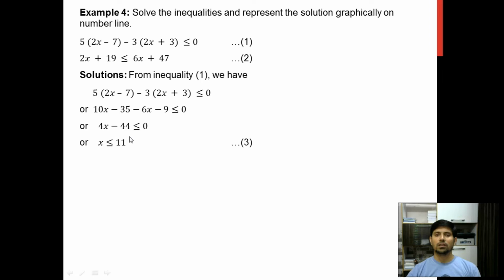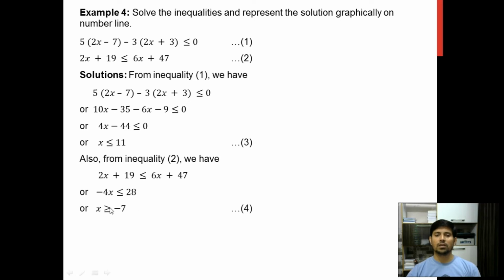Then we got x is less than or equal to 11. Now we take the second inequality. On solving this, we get minus 4x is less than or equal to 28. We subtracted 6 from both sides and 19 from both sides to get this relation. Now we have to find the value of x, so we divide by minus 4. On dividing, x is greater than or equal to minus 7.